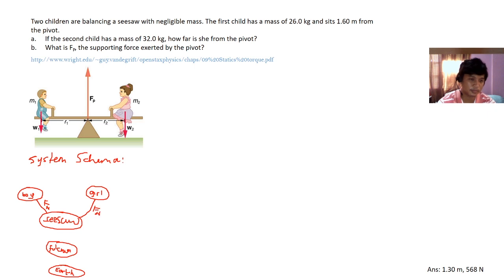And we know that the seesaw is sitting on top of the fulcrum, so let's call it the normal force. But in this problem, he specifically labeled the normal force that the fulcrum acts on the seesaw as the FP. So maybe we just call this FP.